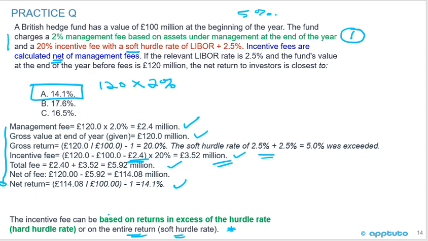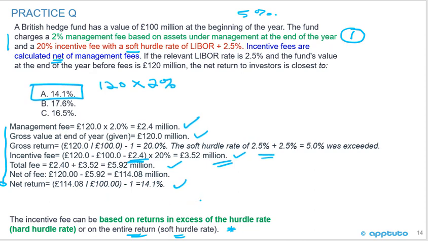Not on the, if it's hard, it's excess of the hurdle rate, okay? Then the incentive fees was net of management fees, so we had to deduct it. So 120 million at the end of the year minus the 100 at the beginning minus that management fee because it's net of fees, not independent. And now we have our total fees, and then it's just straight out calculating, the end of the amount, 120 million minus the total fees, 114.08 divided by the beginning of the year, 14.1%.